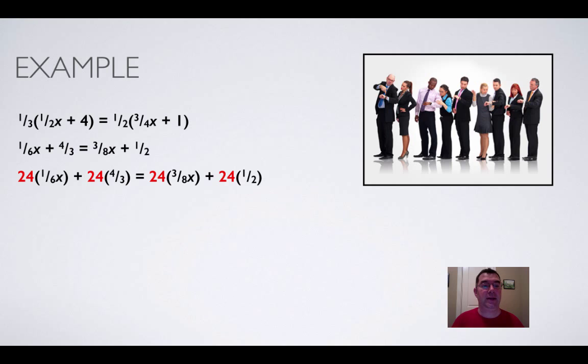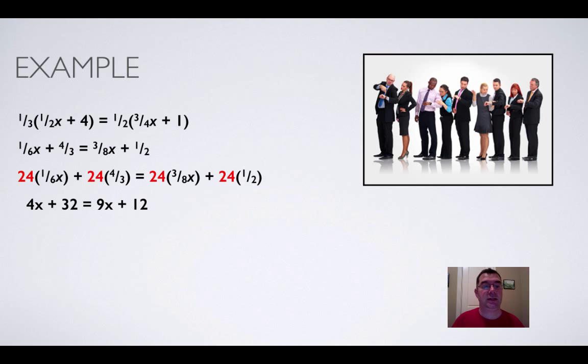Alright, I look at my denominators and I notice there's a 6 and a 3 and an 8 and a 2. Well, the lowest common denominator of all of those is 24. So if I multiply every single term by 24, I should be able to get rid of any fractions that are in my equation. 24 times 1/6 x is going to give me 4x. 24 times 4/3 is going to give me 32. 24 times 3/8 x is going to give me 9x, and 24 times 1/2 is going to give me 12.